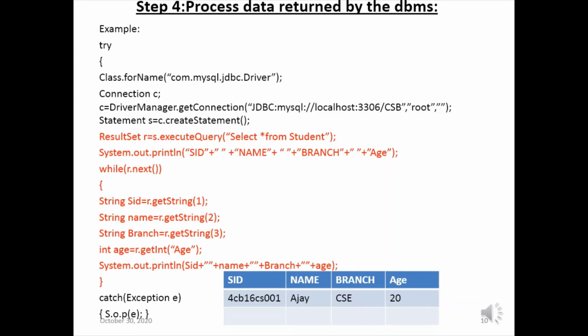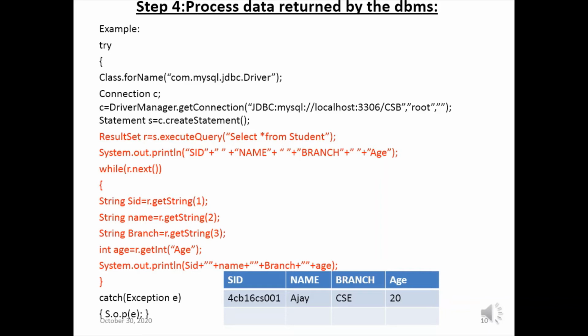Then the fourth attribute is age of type number and its corresponding Java type is int. So getInt. I told you the getX method takes either column index or column name. So with getInt, here I am passing the name of the column. The name of the column is age. Its corresponding value is 20, and the 20 is returned to the variable age.